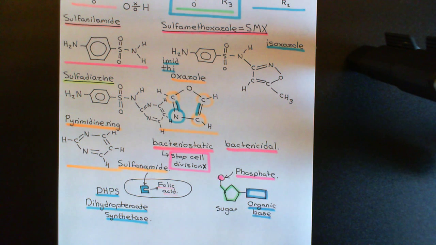The cell runs out of folic acid, and therefore the enzymes which make the nucleotides for DNA and RNA, those stop functioning, and therefore you can't produce DNA and RNA. Protein synthesis and the possibility of genetic replication are completely halted, and therefore the cell cannot divide. Okay, so that's the mechanism by which the sulfonamide antibiotics actually produce a bacteriostatic effect.